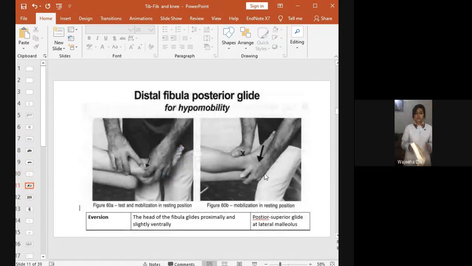Now, for the distal tibiofibular joint. At the distal tibiofibular joint, I told you for the improvement in the inversion and eversion, there will be the combination of glides. So for the improvement in the eversion, apply the posterior superior glide at the lateral malleolus. This is the lateral malleolus. So at this, if you want to improve the eversion, apply the posterior superior glide. In this, the whole fibula will move upward and backward.